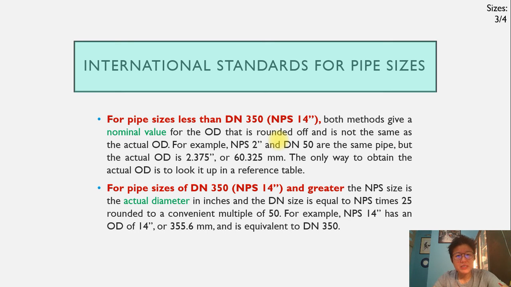So we continue a little bit about these sizes. You see, if we are talking about the NPS method, it says here that for pipe sizes less than DN350 or equivalent to NPS 14 inches, both methods will give you a nominal value for the OD, that's the outside diameter, that's rounded off and it's not the same as the actual OD. For example, NPS 2 inches and DN50 are the same pipe, but the actual OD is 2.375 inches or 60.325 mm. You can convert this yourself. The only way to obtain the actual OD is to look it up in a reference table.